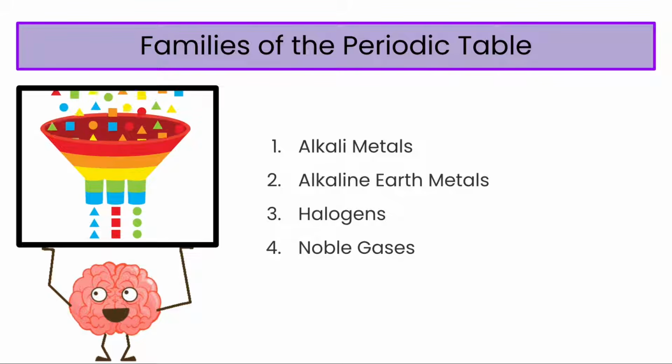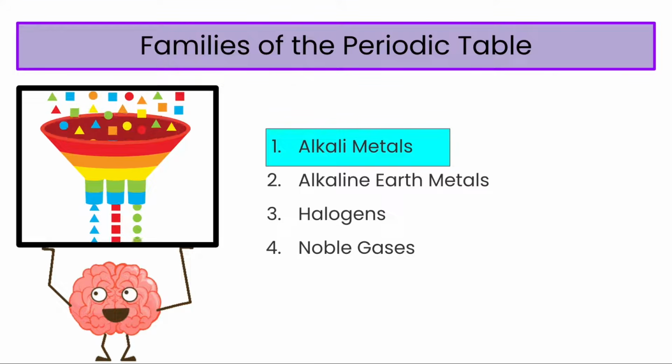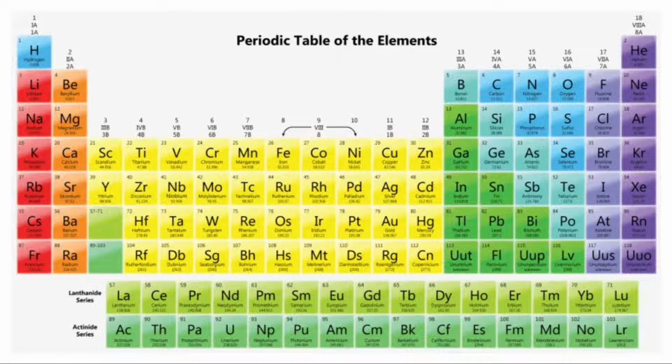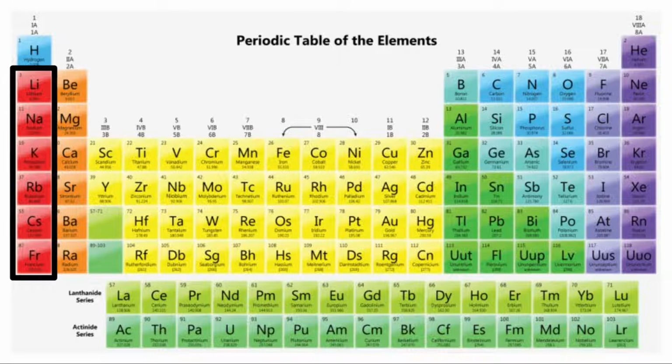Now let's dive in and take a look at the four families in the periodic table and some of their properties. We'll start with alkali metals. Alkali metals are found in group 1. So that is our lithium, sodium, potassium, rubidium, cesium, and francium. Hydrogen, even though it's in group 1, is only there because it has one valence electron. It's not actually an alkali metal. It just follows the trends in terms of valence electrons.